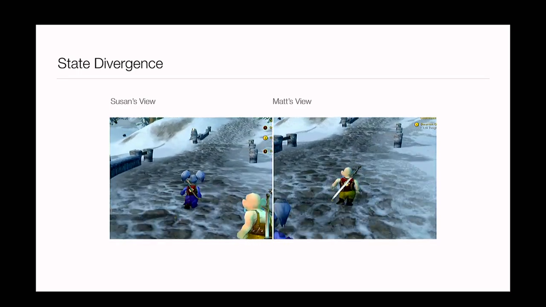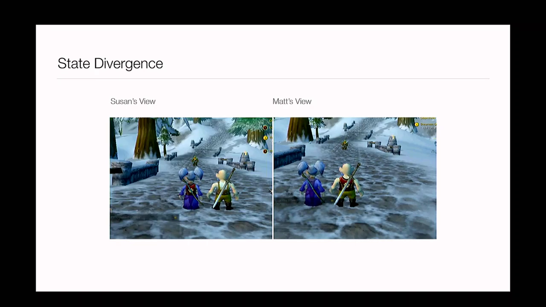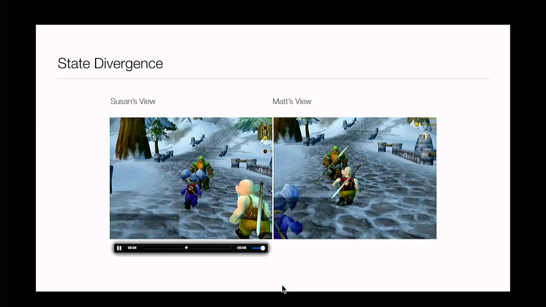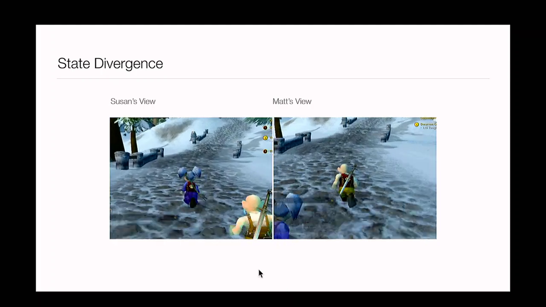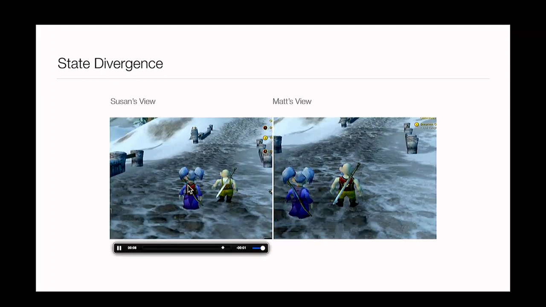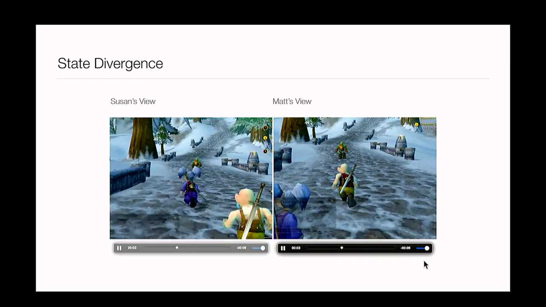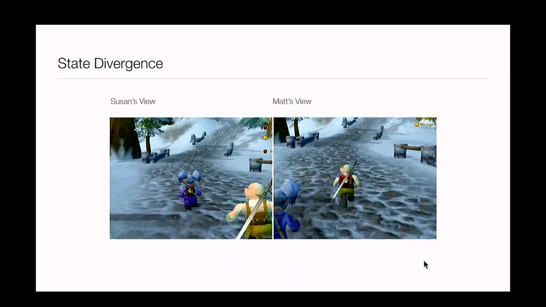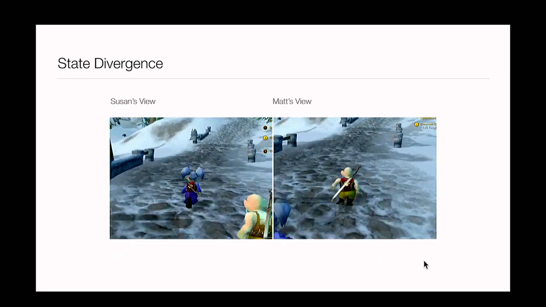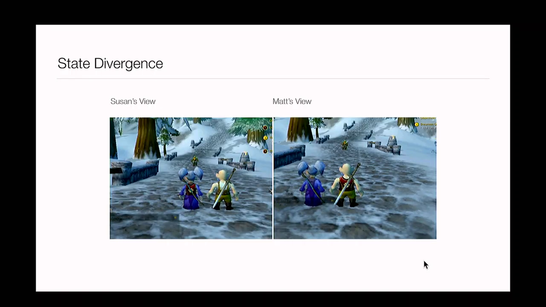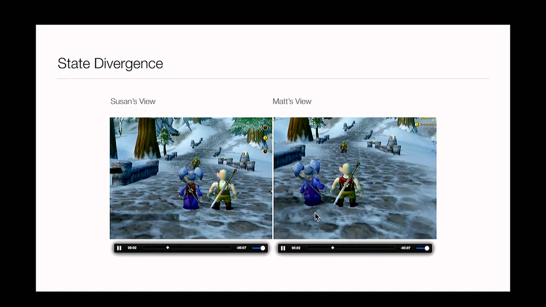Here you've got two players playing the game at the same time. They're both in the same game world. Notice that when they start moving, when Susan starts moving, Susan's character appears ahead of Matt's. When Matt's character starts moving, Matt's character appears ahead of Susan's. But these are both views of the same game world, and so these two views are inconsistent.